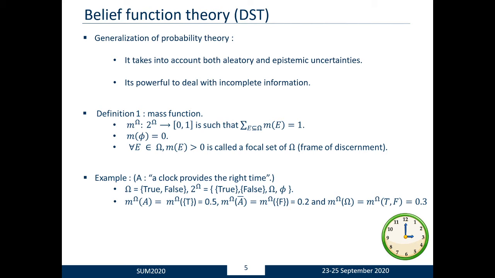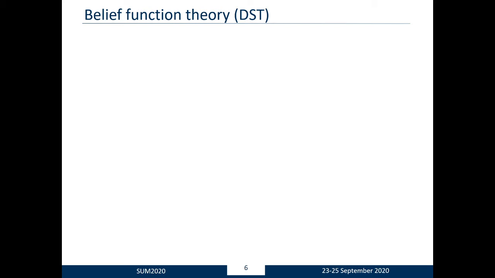Here we give a little example of a statement A saying that a clock provides the right time. The frame of discernment is made of 2 states, true and false, and the power set of omega is made of 4 elements: true, false, the empty set, and the universe omega.